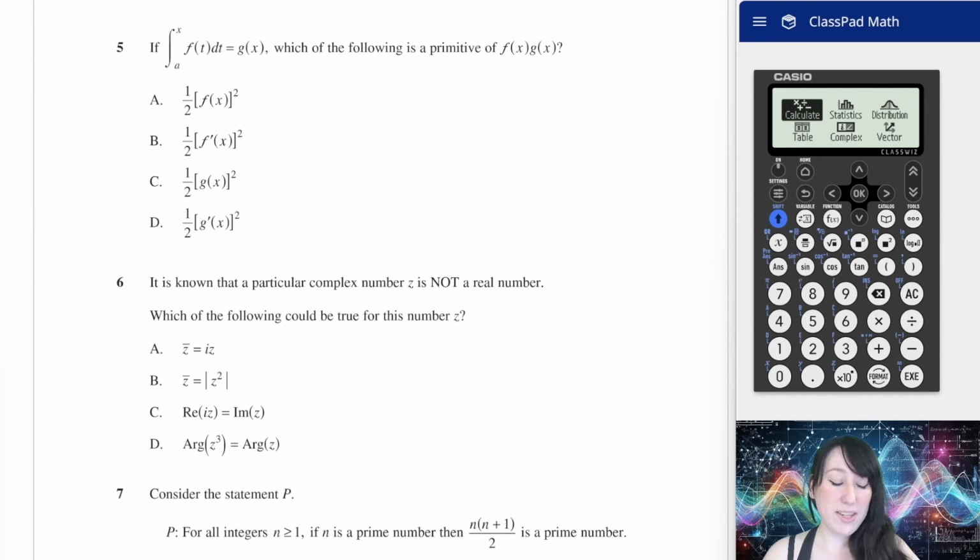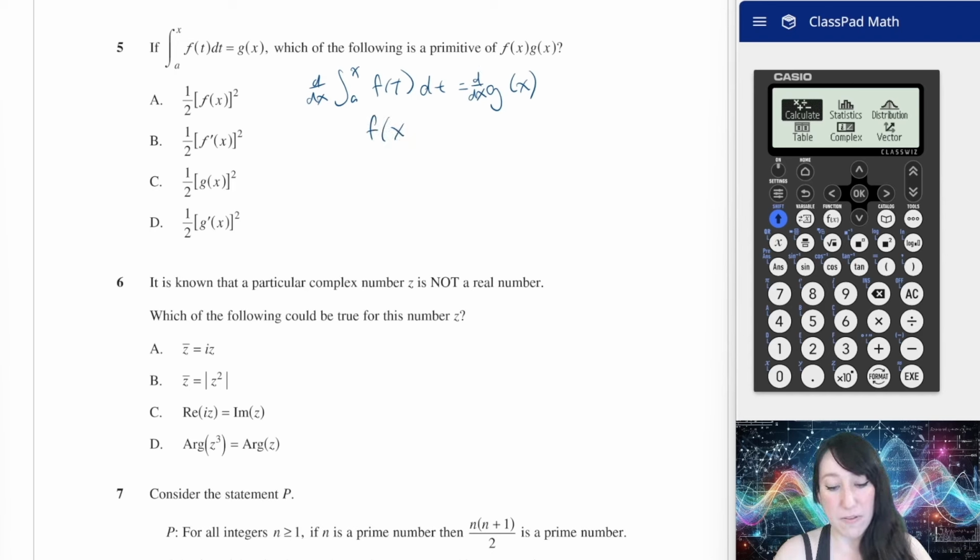Question 5. If the integral from a to x of f of t dt is equal to g of x, which of the following is a primitive of f of x times g of x? Now this equality here in the question means that g of x is the primitive of f of x. To demonstrate, if we took the derivative on both sides with respect to x, on the left-hand side, that would equal f of x by the fundamental theorem of calculus. The right-hand side, of course, is the derivative of g.